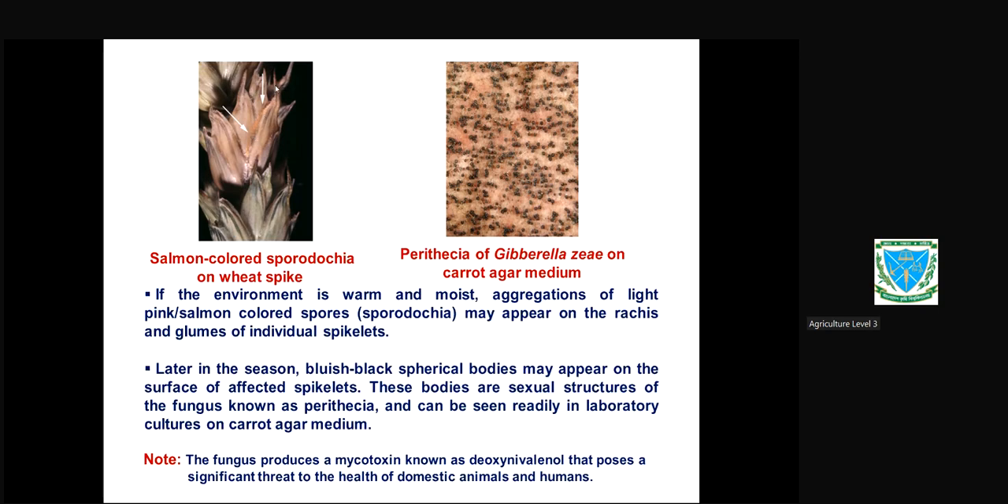On the rachis and glums, এই rachis নিচে আর এই গ্লুম গুলিতে, লেমা পেলিয়াতে। Later in the season you see the bluish black bodies, spherical bodies may appear on the surface of the affected spikelets. কখনো দেখা যায় spherical bodies, কখনো later season. These structures are called basically perithecia.